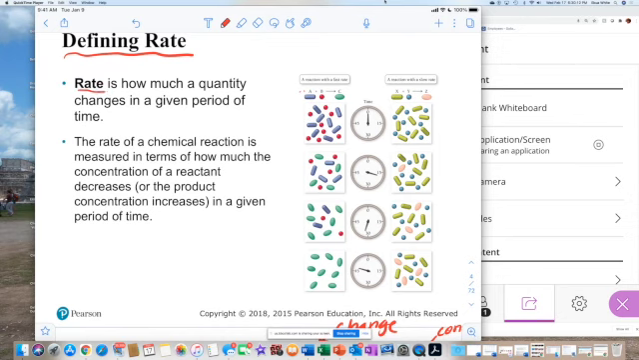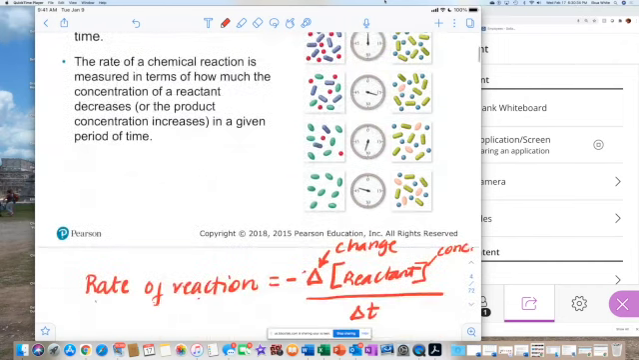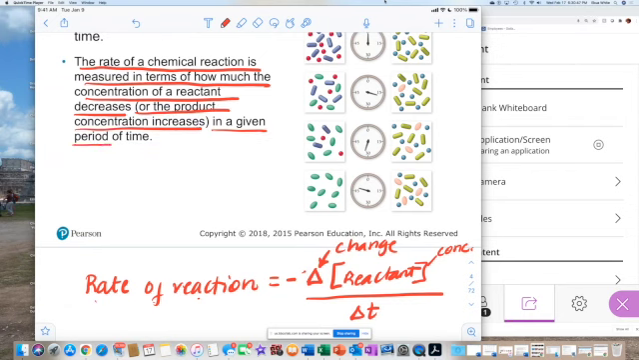Well, we're told here rate is how much a quantity changes. Now the quantity here will be either amounts of chemical, right? Amount of reactant or product. So at this point, you're trying to find how much the amount of reactant or product is changing over a given period of time. So in general, we're told here, the rate of a chemical reaction is measured in terms of how much the concentration of a reactant decreases or the product concentration increases in a given period of time.